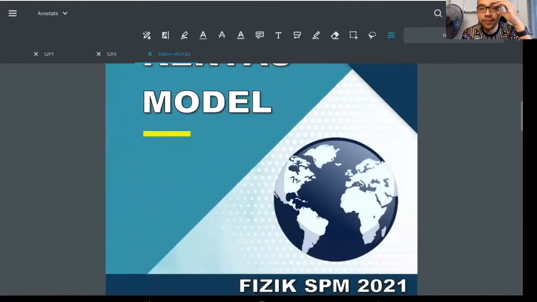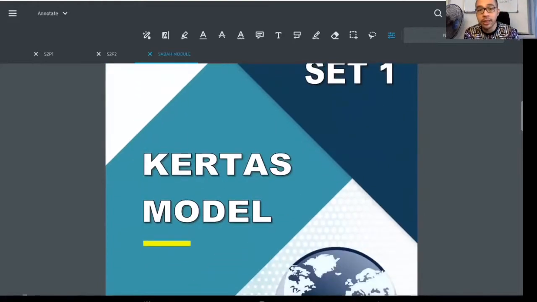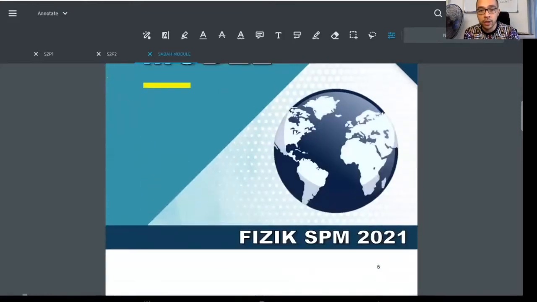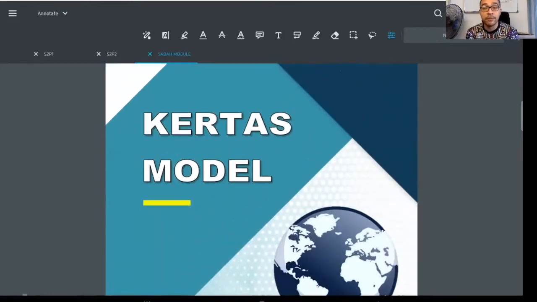Okay, so with physics, we are looking at topical questions. Although we are using this model paper which the teachers in Sabah came up with, we are looking at questions by topic. So as we go from question to question, we will do revision on that topic.